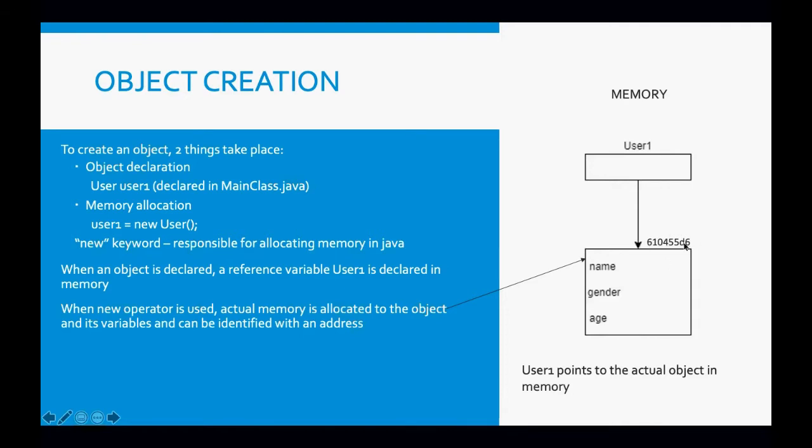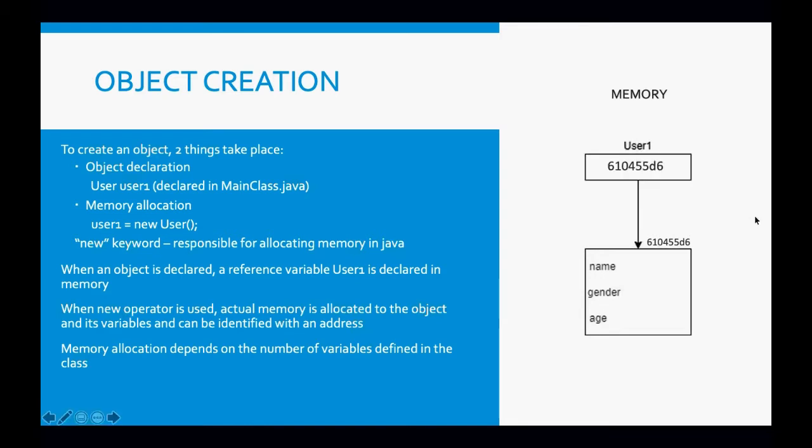So this is an address in memory. It varies when you create different objects, different addresses are given, and no object can have the same address. And memory allocation depends on the number of variables defined in a class. So if I define 5 variables, the amount of memory I will be given will be different from when I define 3 variables. So this user1 matches the address, and I can use whatever I want from this object thanks to this user1, because the user1 is the variable that is declared for this object with this specific memory address.